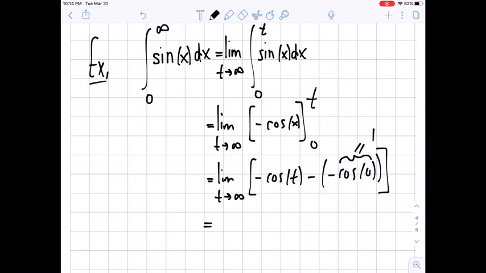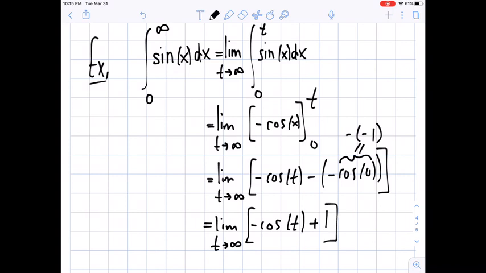Okay, so we get a minus 1, however, it's going to be also having this negative right here. So we will end up getting a double negative there. In addition to that, we still have this limit as t goes to infinity in front. And so this is what we're looking at.